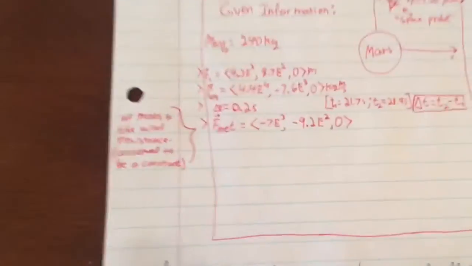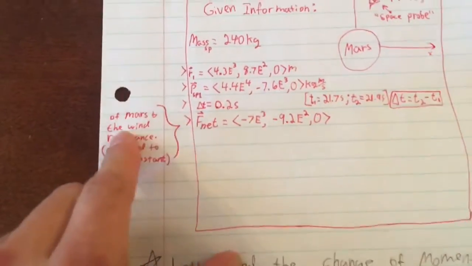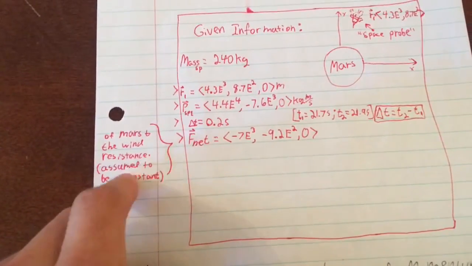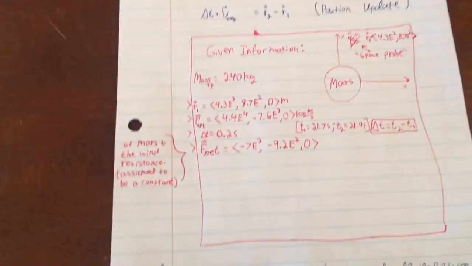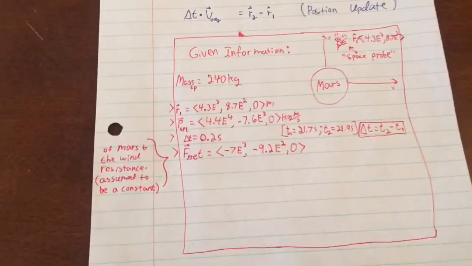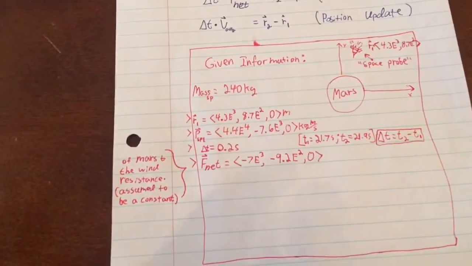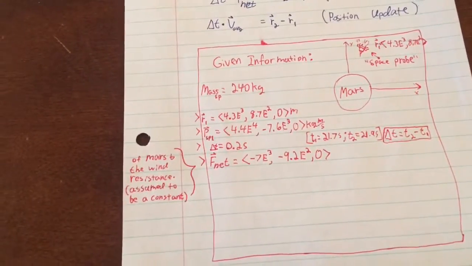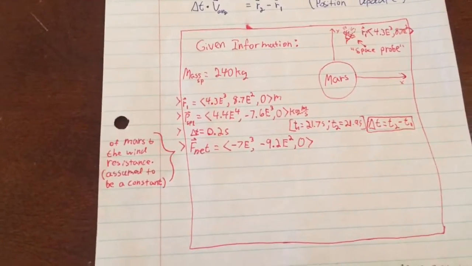So here, our net force is given as well. And I think it's important to note that this net force is the gravitational force of Mars pulling on the space probe. And it's also taking into account the air resistance from the atmosphere that's going to be pushing against the space probe being pulled into Mars.